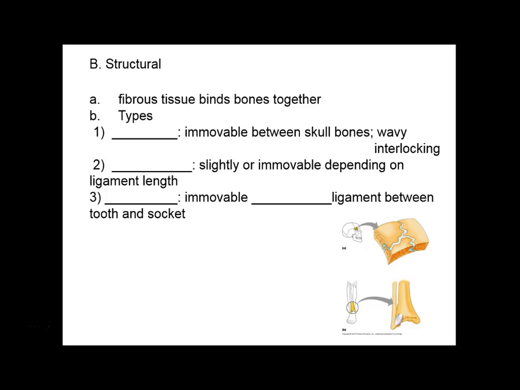We also name joints according to the structure or the material they're made out of. Some joints are fibrous tissue that bind the bones together, so we call those fibrous joints. Let me give you 3 types of fibrous joints. Between the skull bones, remember we have sutures. That is fibrous connective tissue found between the skull bones, and as the skull bones grow and ossify, it just becomes a wavy interlocking line.